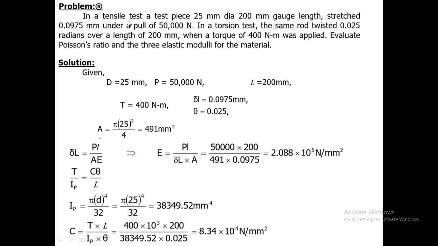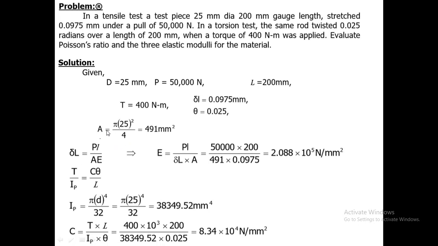If you take the tensile test, the diameter of the rod is given, the tensile load is given, and the length of the rod is given. From this we can calculate the cross-sectional area of the rod. Area is pi r square, that is pi d square by 4. The diameter is given here as 25 millimeters. If you calculate that, you will get 491 millimeter square. So area is in millimeter square, you should keep that in mind.